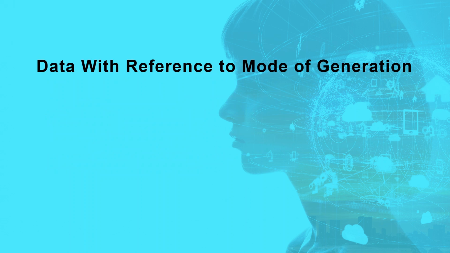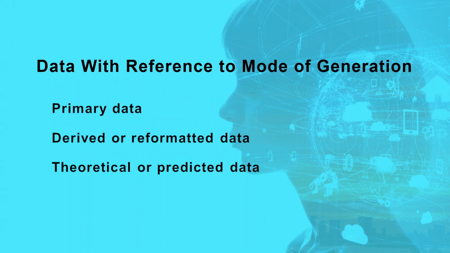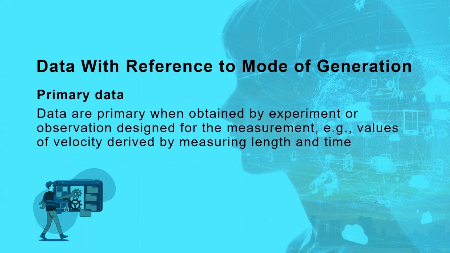Data with reference to mode of generation. There are three types of data under this category. These are primary data, derived data and theoretical or predicted data. Data are primary when obtained by experiment or observation designed for the measurement, as for example, values of velocity derived by measuring length and time.